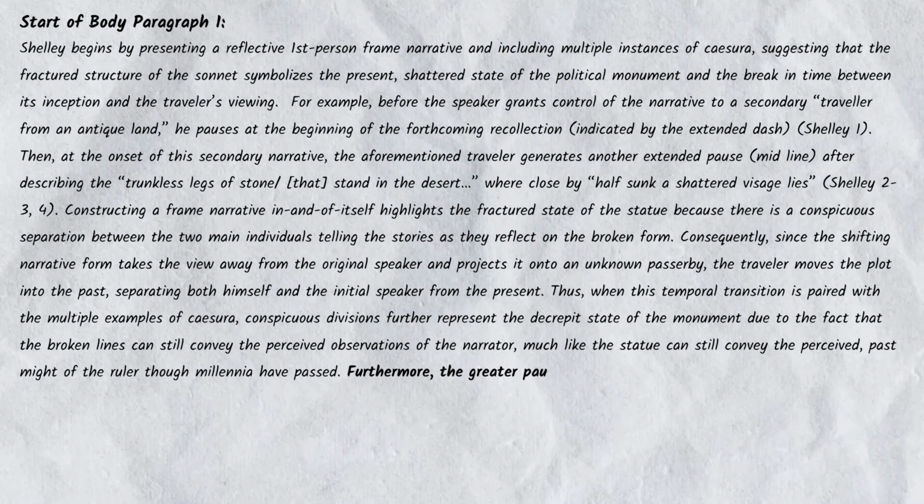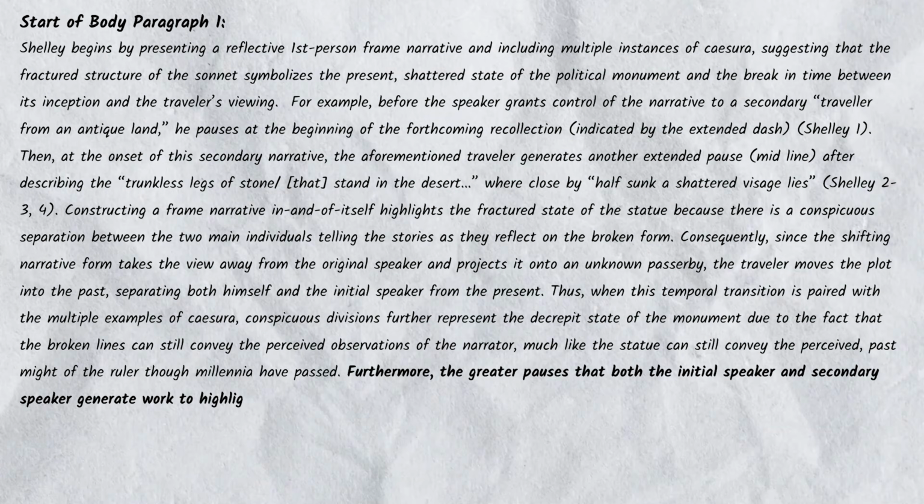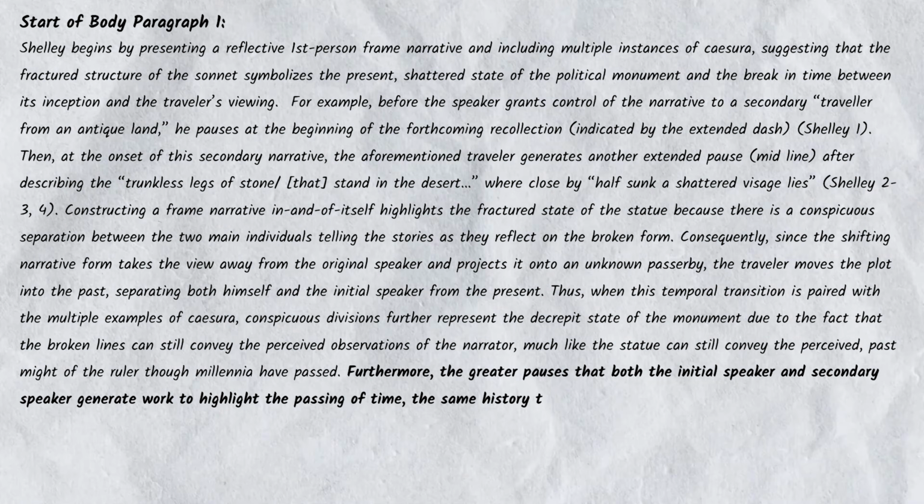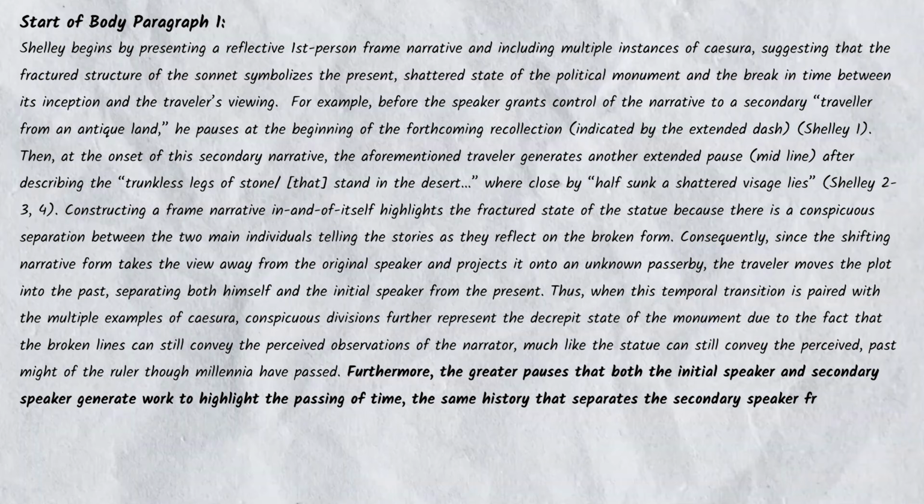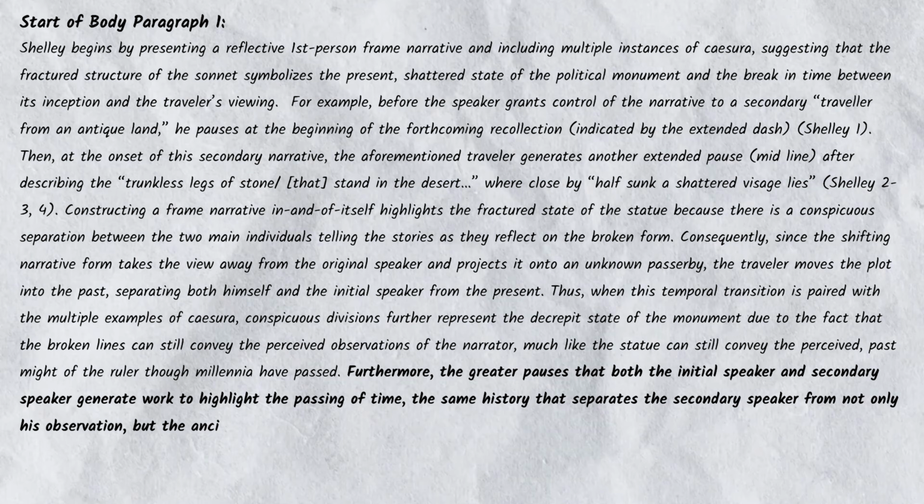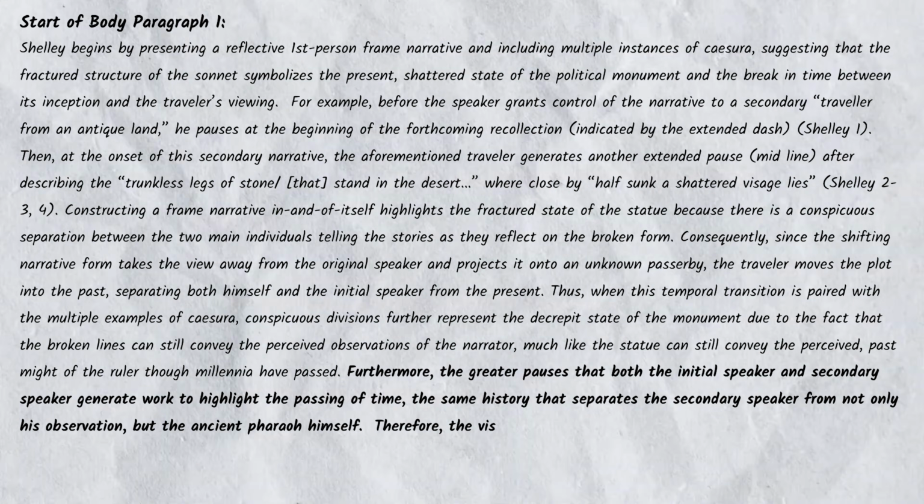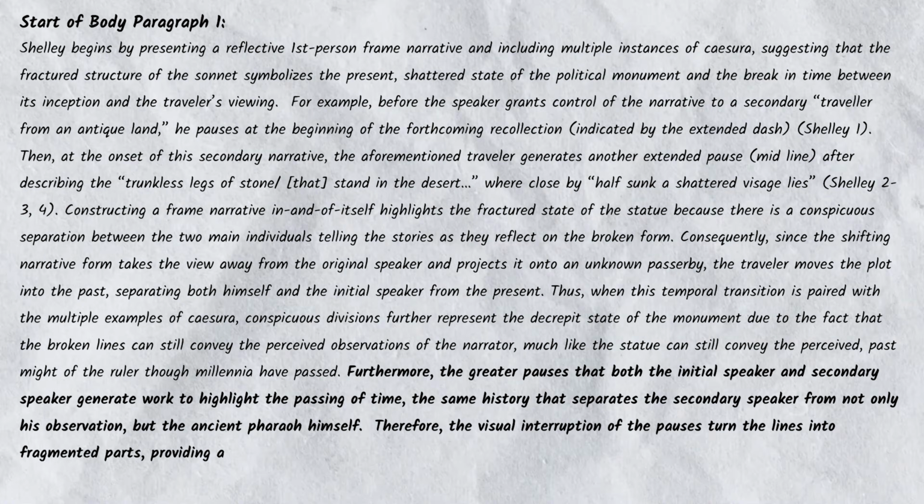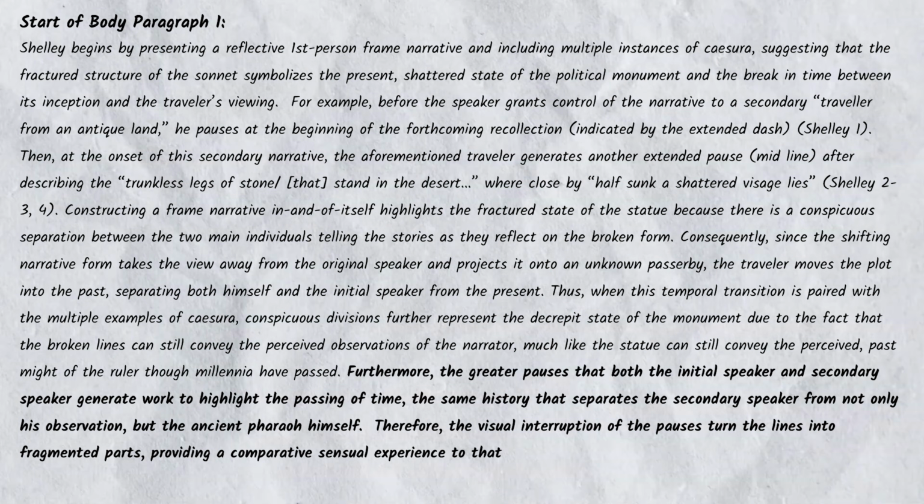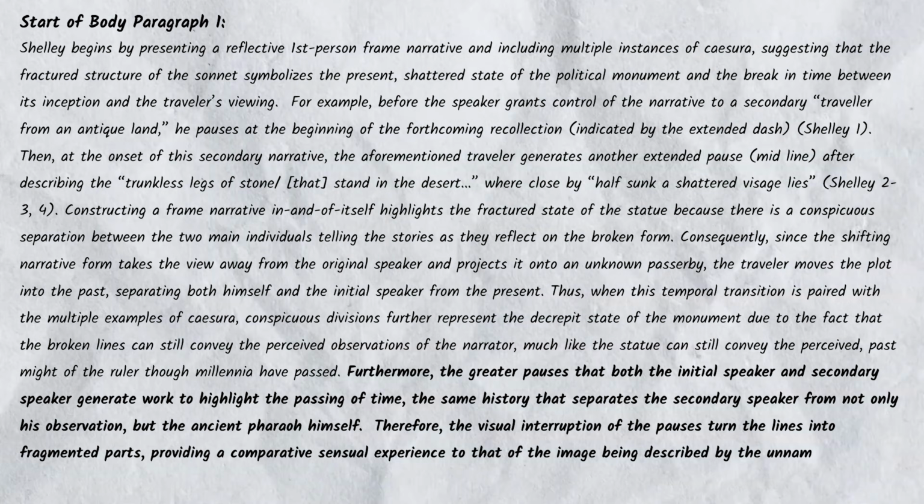Furthermore, the greater pauses that both the initial speaker and secondary speaker generate work to highlight the passing of time, the same history that separates the secondary speaker from not only his observation, but the ancient pharaoh himself. Therefore, the visual interruption of the pauses turn the lines into fragmented parts, providing a comparative sensual experience to that of the image being described by the unnamed narrator.